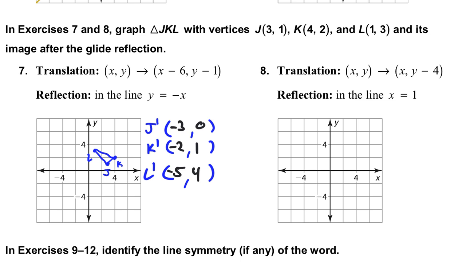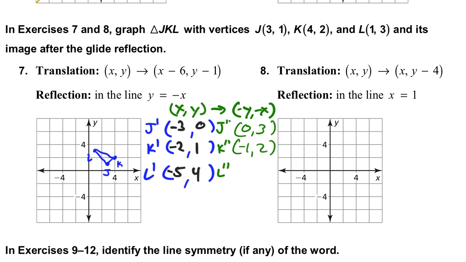Now the reflection is y equals -x. So I'm going to take my x and my y, and I'm going to make them their opposites and change spots. So when I do that, I can have a J double prime, K double prime, L double prime, and let's see what we get. For J, I'm going to get 0, 3. I swapped them and I made them their opposite symbols. And K double prime, I'll get -1, comma, +2. And then for L double prime, I'll get -4, comma, +5.